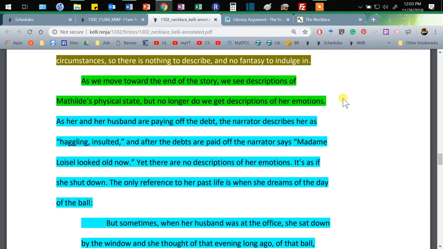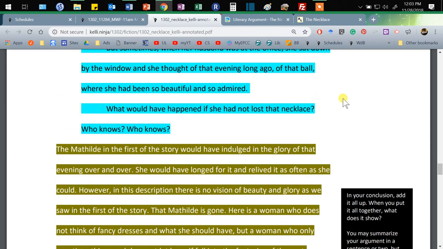The only reference to her past life is when she dreams of the day of the ball. But sometimes, when her husband was at the office, she sat down by the window and she thought of that evening long ago, of the ball where she had been so beautiful and so admired. What would have happened if she had not lost that necklace? Who knows? Who knows? And this break is there because I'm quoting more than four lines. Once I paste it in, I bring that indentation to show it's a new paragraph there.